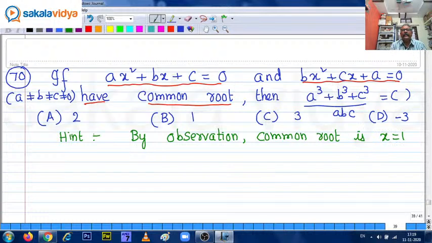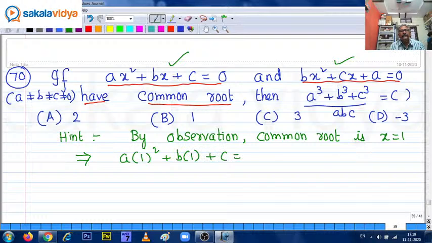Put x is equal to 1 in either of the equations, this equation or this equation, and we get the condition. So put x is equal to 1 in this one: a into 1 square plus b into 1 plus c equals to 0. We get a plus b plus c equals to 0. If a plus b plus c is equal to 0, we have a very important property.